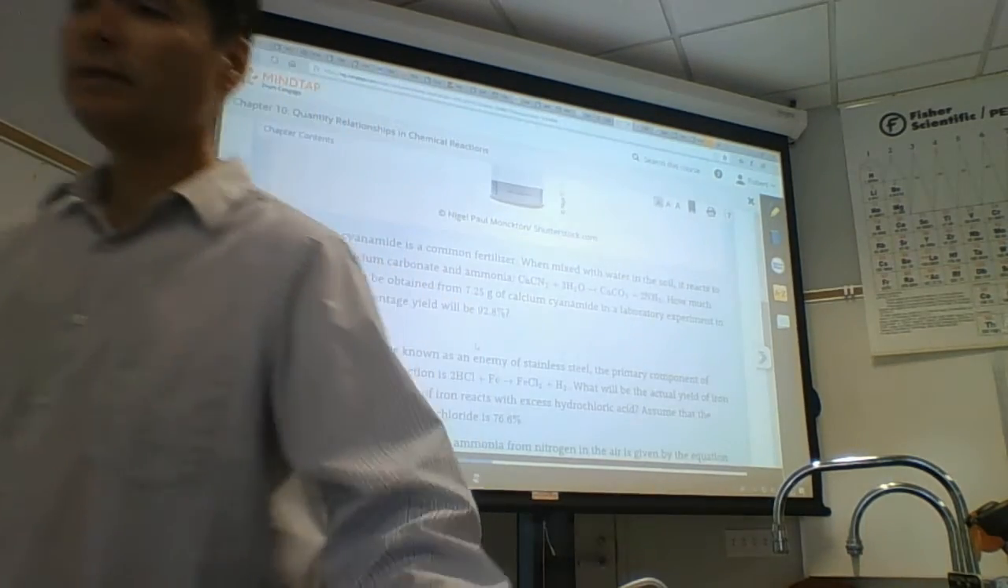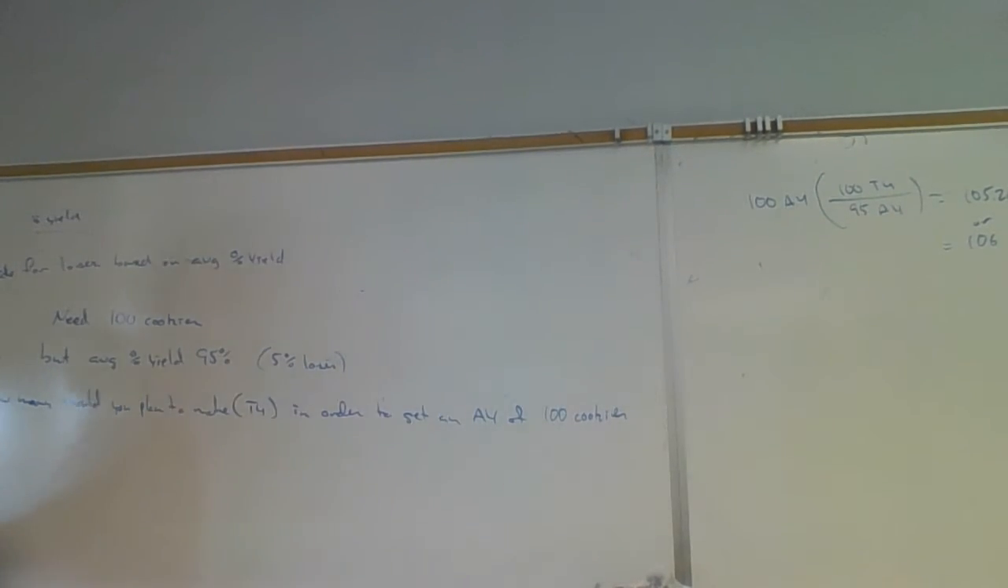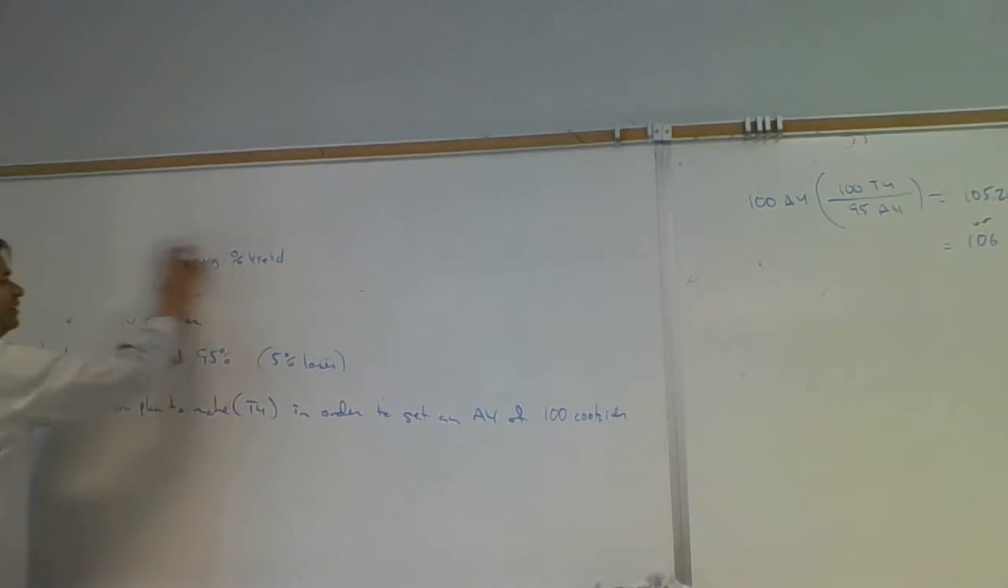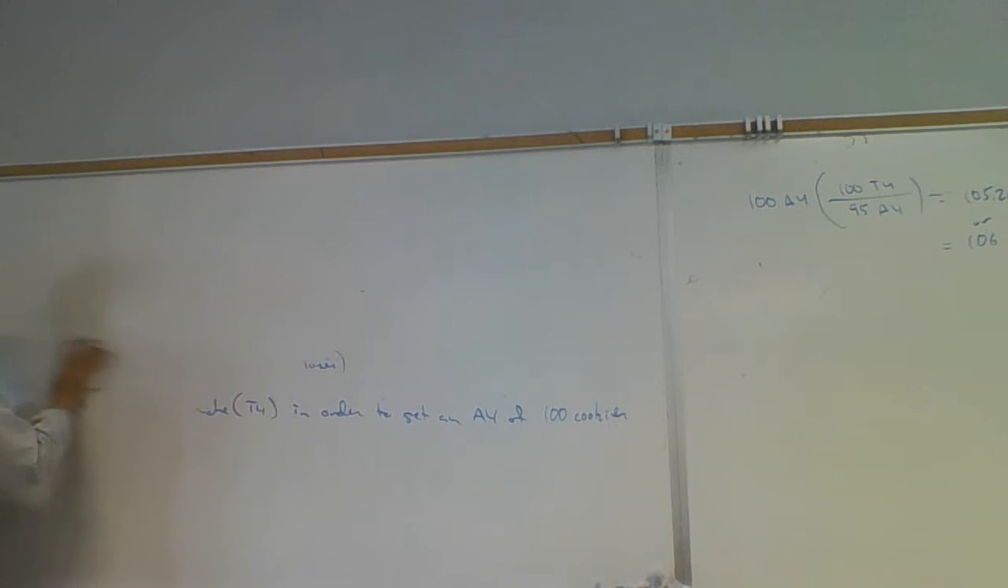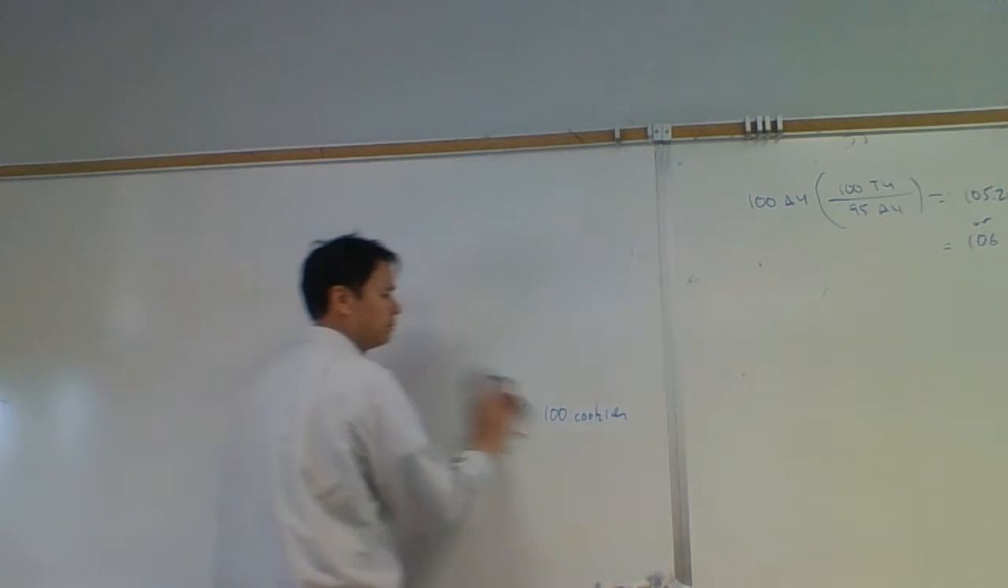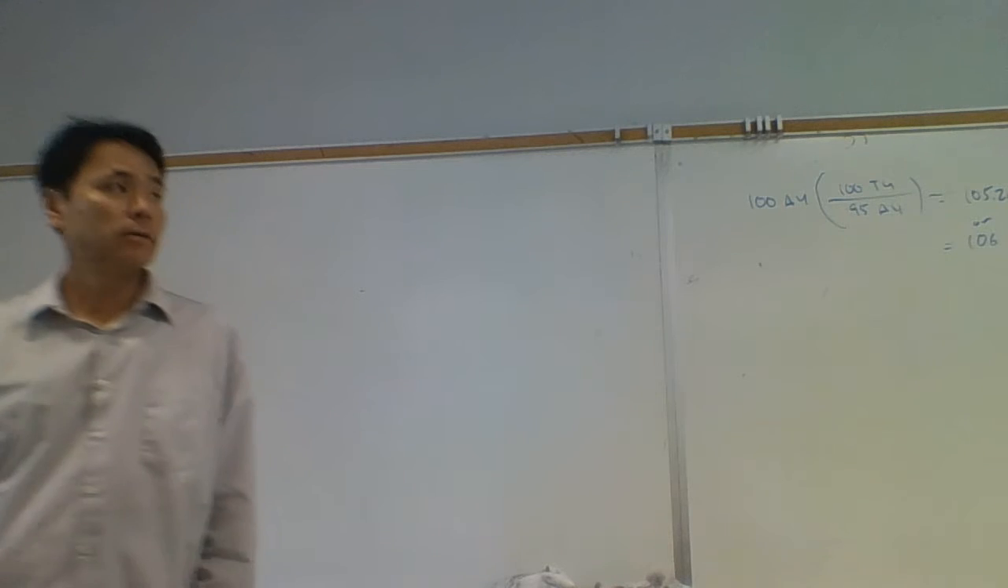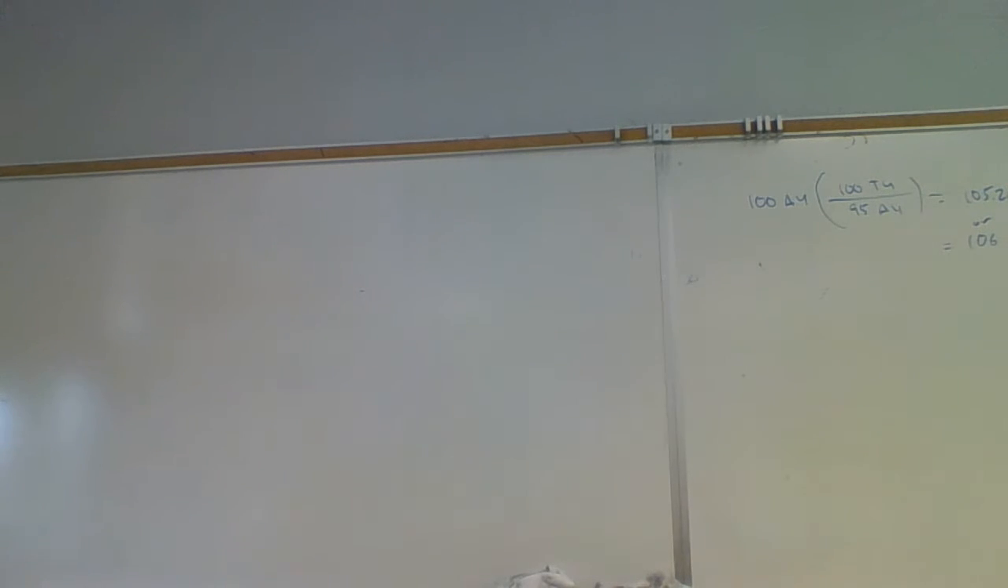Well, this is going to be dimensional analysis in which we're going to use the percent yield to figure out how much product we end up with. And so doing that, we'll start off with 7.25 grams of calcium cyanamide, CaCN2. And then where are we going to go? We're going to go from grams to moles.